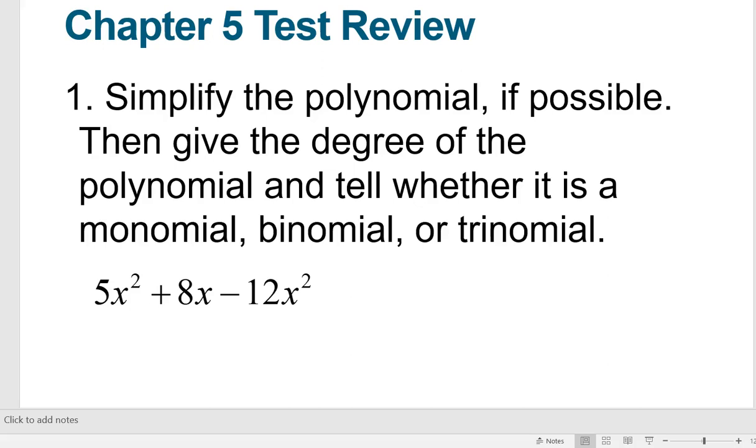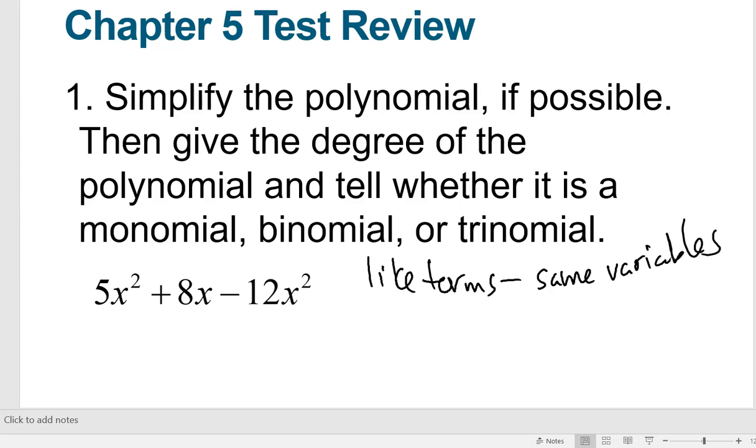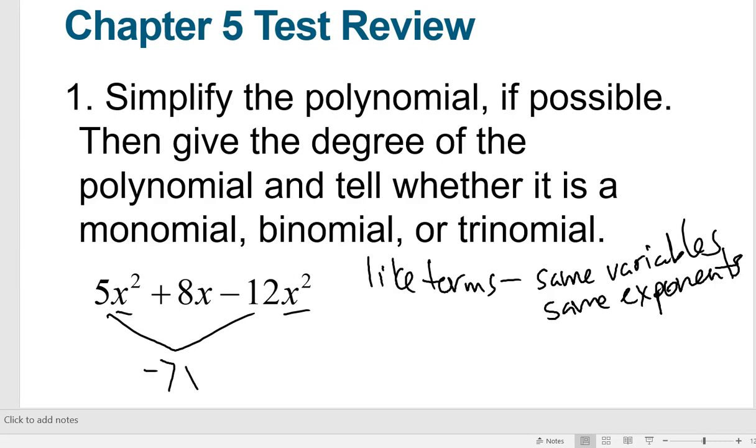Okay, so as far as simplifying goes, these two are our like terms. Remember, like terms have to have the same variables. These all have x's, but those variables must also have the same exponents. So really I can just combine the x squared with the x squared. 5 minus 12, negative 7, x squared plus 8x.